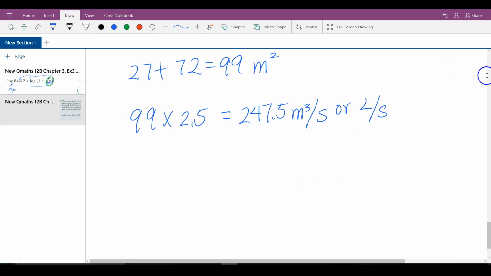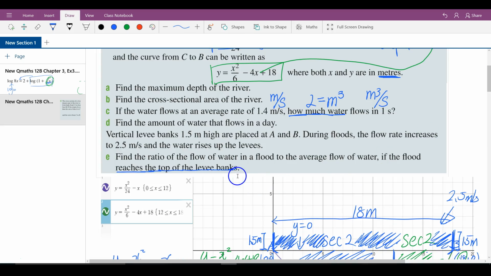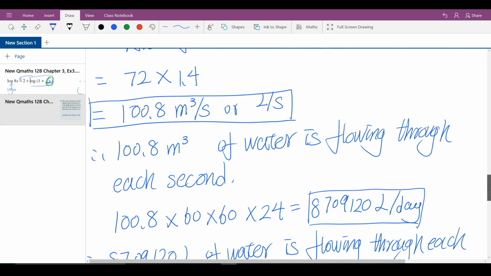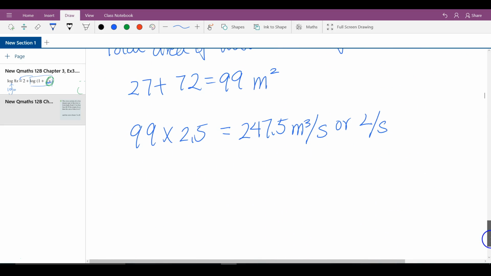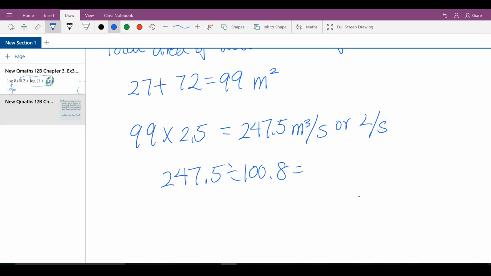So let's go back to the question. It says find the ratio of the flow of water in a flood to the average flow of water. All right, so we know the average flow of water is 100.8 meters cubed per second, right? And now we know in the flood it is 247.5 meters cubed per second. So all we have to do is just divide the two together. 247.5 divided by 100.8 gives you approximately 2.455. Yep. So this is the ratio.